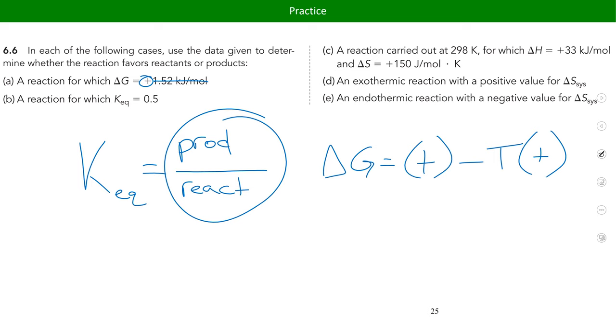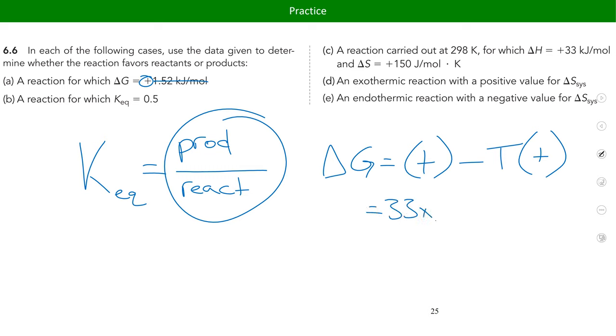Unfavorable, favorable. We actually need to put in the numbers in this case and do the math, because delta S is favorable for the reaction to happen, but are we at a high enough temperature to overcome the 33 kilojoules per mole unfavorable? That's joules per mole and kilojoule, I see. Right.